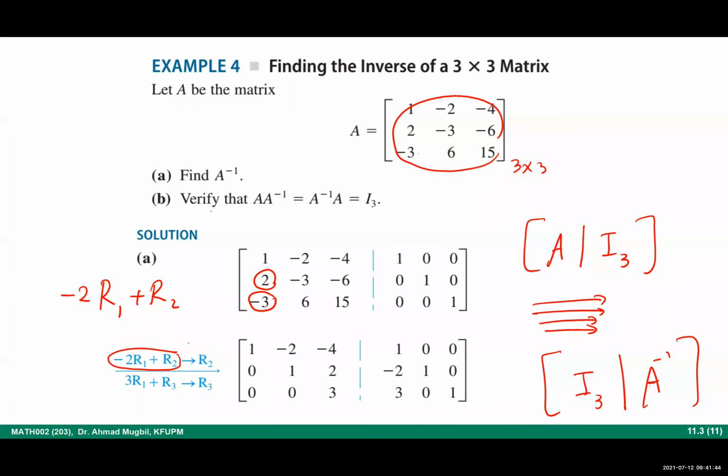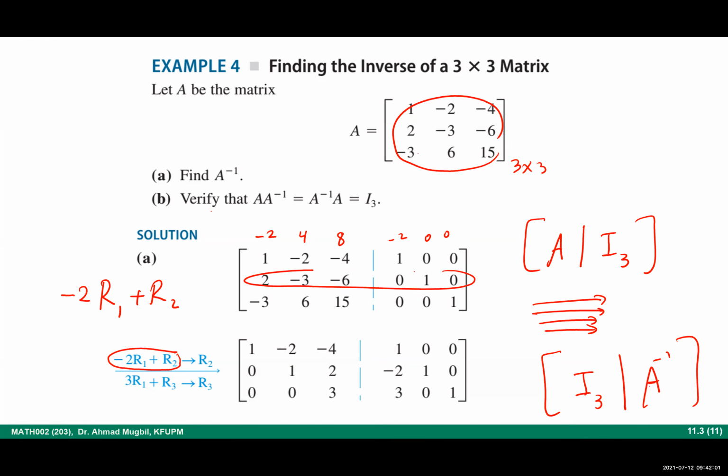So we will start with this. We will multiply the first row. You can do it mentally or you can write it here. -2, 4, 8, -2, 0, 0. Be careful. You need to do it for the 6 columns that you have here. Okay. So now what we will do, we will add this to the second row.